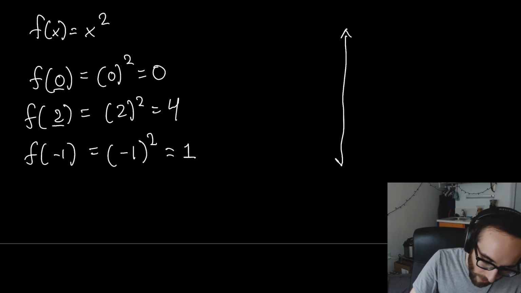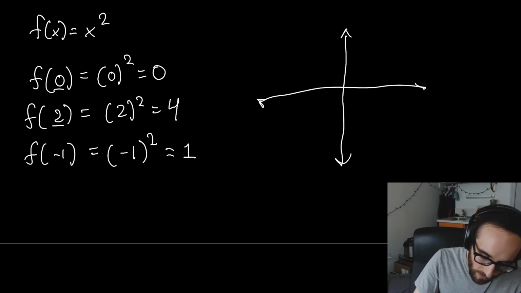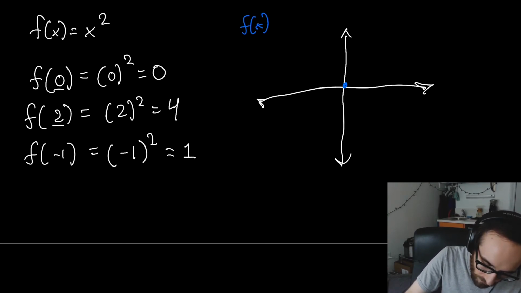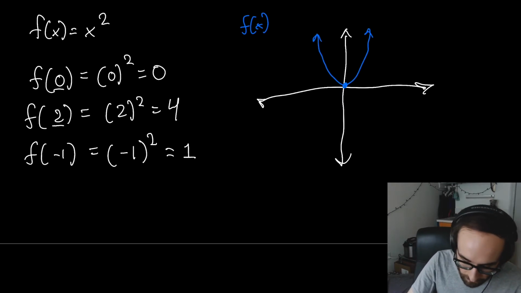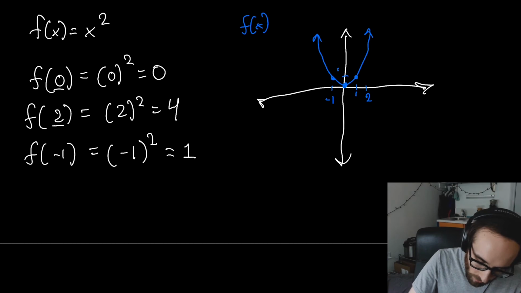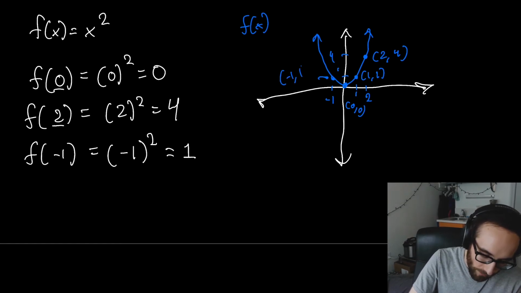I also want to look at a graph and how we can use a graph to identify these values. So let's say this is our graph of f of x. We have a U-shaped graph. We have the points (1, 1), (-1, 1), and (2, 4). So here we have a few points on our graph. (1, 1), (0, 0). And here we have -1.